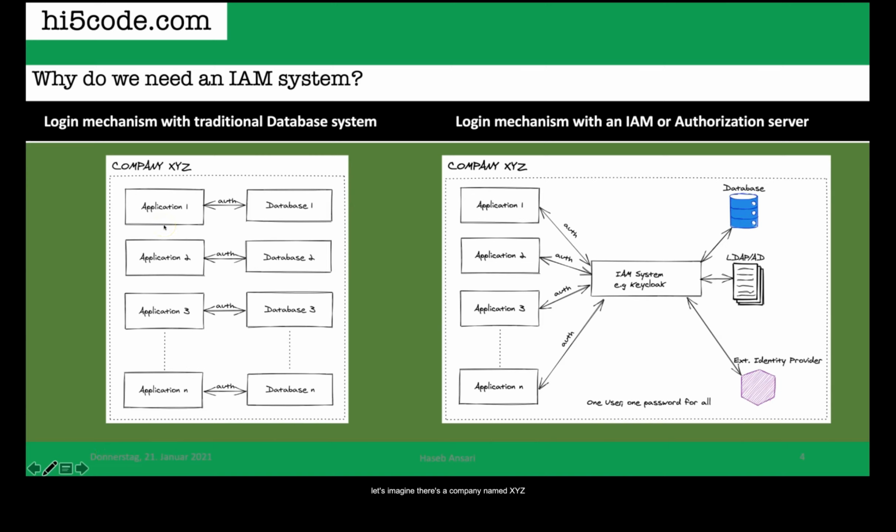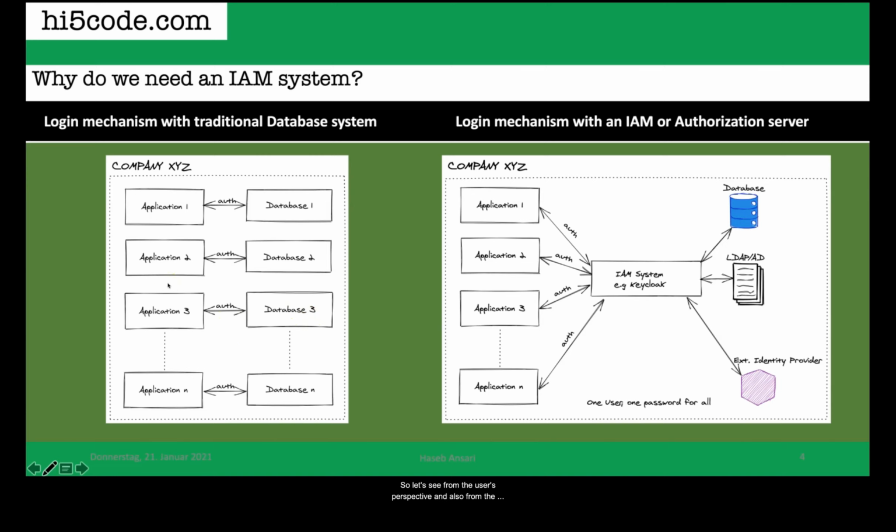Let's imagine there is a company named XYZ, and in the domain of this company there are a lot of applications running. I have illustrated those applications as application 1 up to application N, and each of these applications will have a mapped database corresponding to only that application. So application 1 will be connected to database 1, application 2 to database 2, application 3 to database 3, and so on.